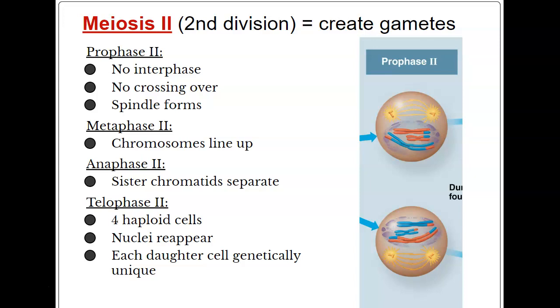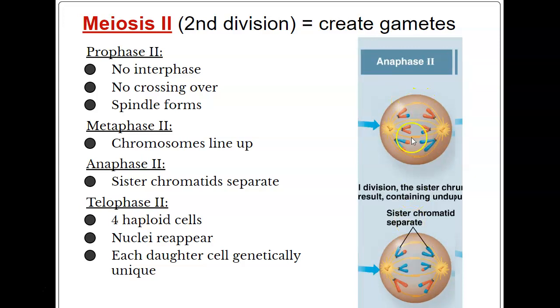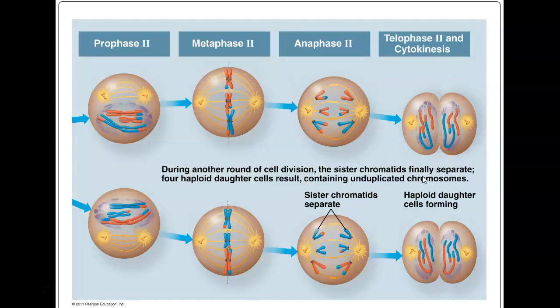And they're all a little bit unique because of that crossing over. So there's prophase, there's metaphase, here's anaphase, they're pulling apart, and then telophase, and then they're separating. So you can see here that each one again has slightly unique genetic material. So the eggs and the sperm are not exactly the same.